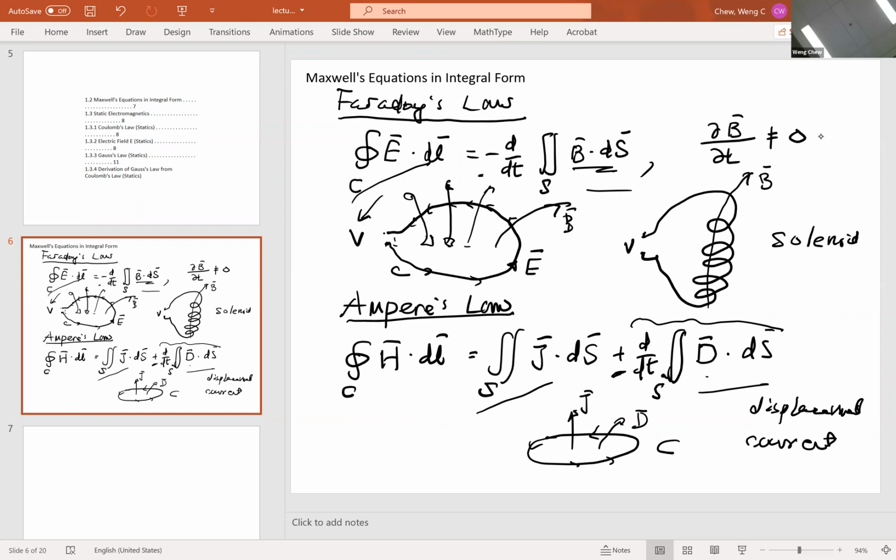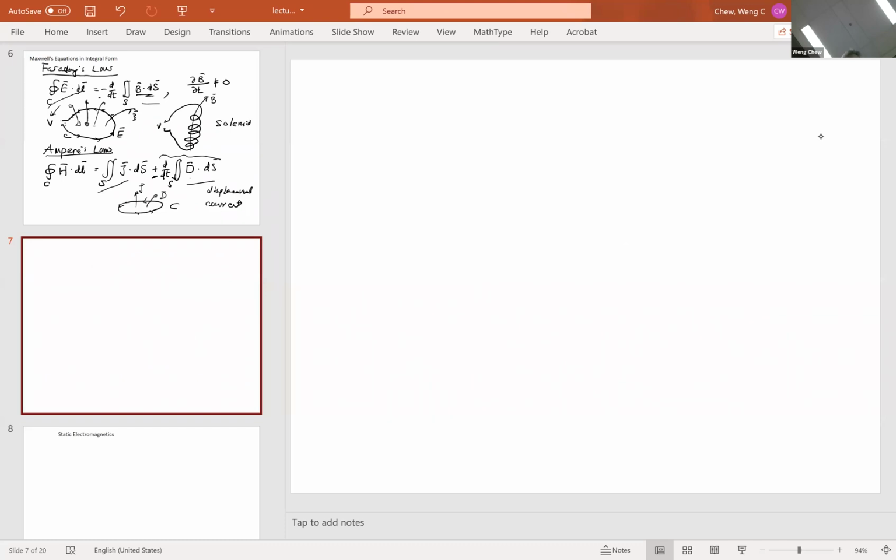You probably have heard about displacement current in the capacitor. So displacement currents can go through insulators, as is the case of a capacitor. Any questions on that? If not, let's move on and talk about Coulomb's law.